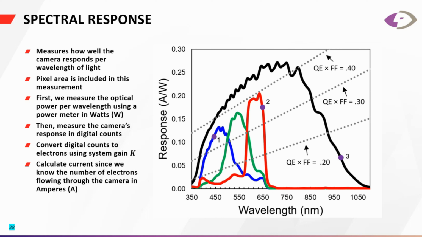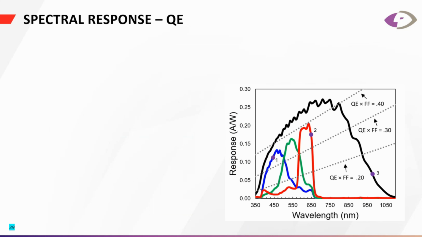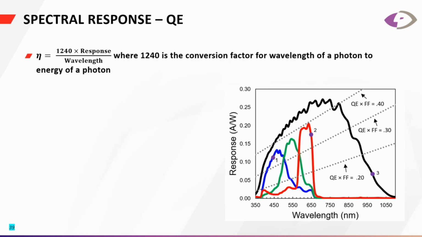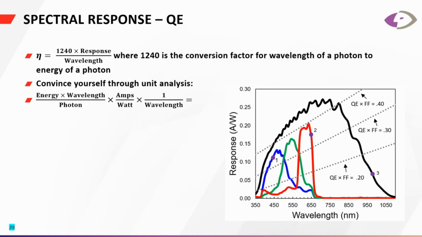To determine the quantum efficiency with the fill factor across the entire spectrum, we can use this formula: 1240 times the response divided by the wavelength, where 1240 is just a conversion factor from the wavelength of a photon to the energy of a photon. We can do some unit analysis to convince ourselves that this is how we get the quantum efficiency. We have the energy times the wavelength of a photon. We know the response we measured in amps per watt, and we still have the 1 over wavelength.